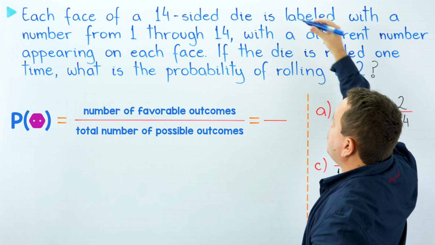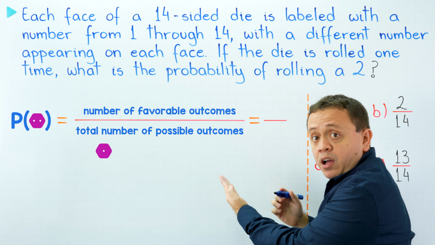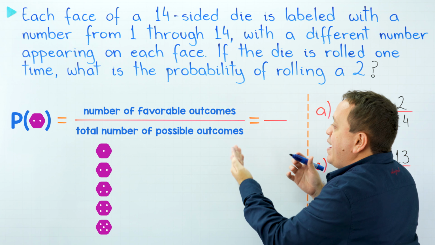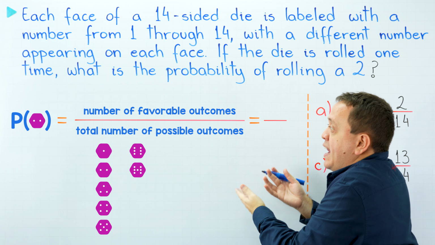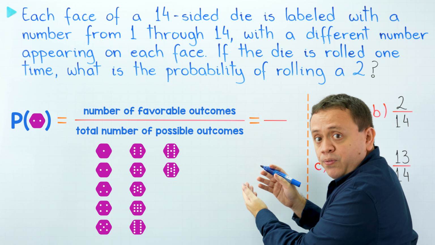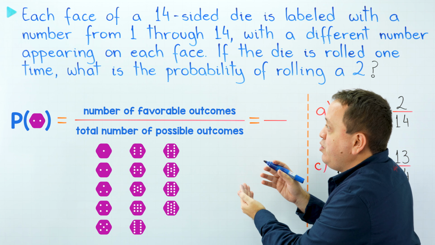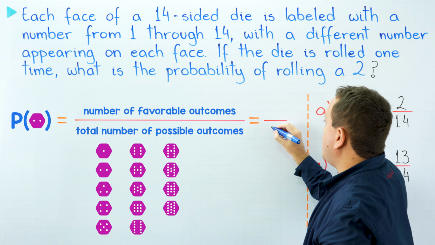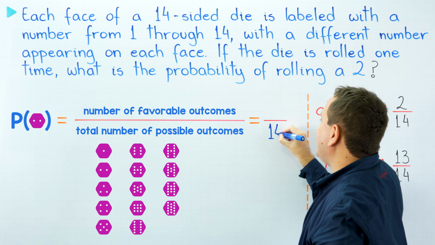If we roll this 14-sided die, we can get a 1, or we can get a 2, we can get a 3, a 4, a 5, a 6, a 7, or we can get an 8, a 9, a 10, an 11, a 12, a 13, or a 14. In that way, the total number of possible outcomes is equal to 14, that's right.